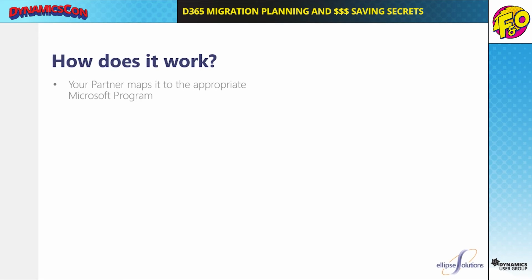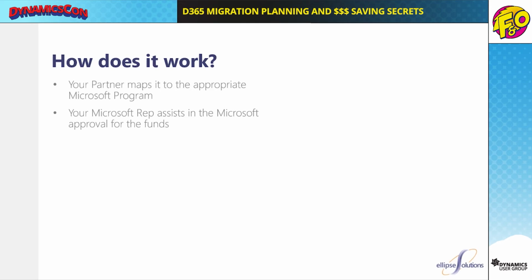Pretty simple. So the first thing that happens is your partner is going to map it to the appropriate Microsoft program. They're going to say, okay, these are the things they want to do. They want to add functionality in this area, and they want to do a technical upgrade. Well, there are different programs, so the partner is going to know what all those programs are, and they're going to map it to the appropriate program.